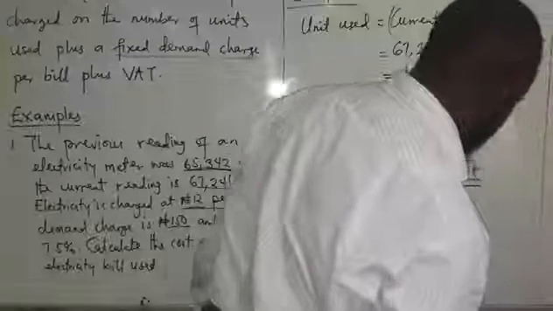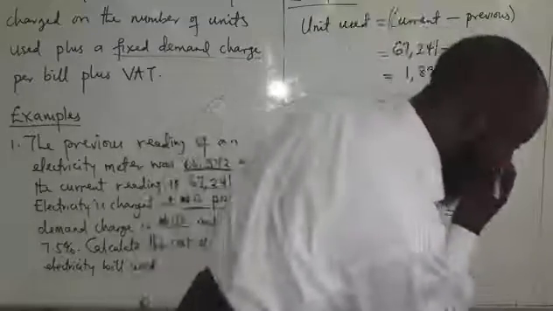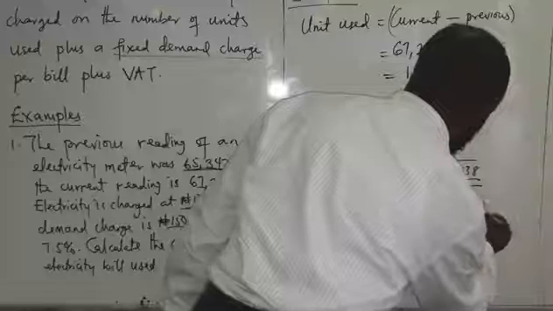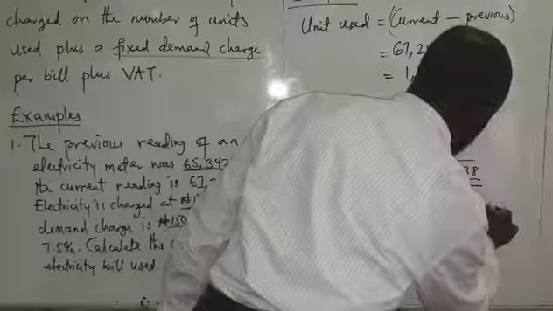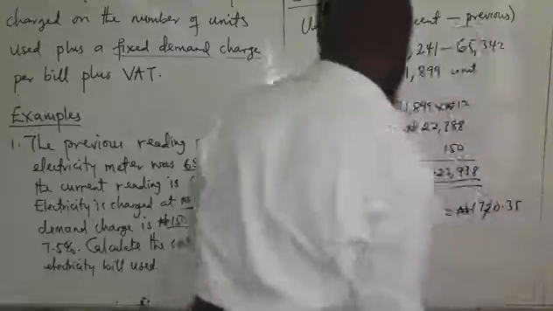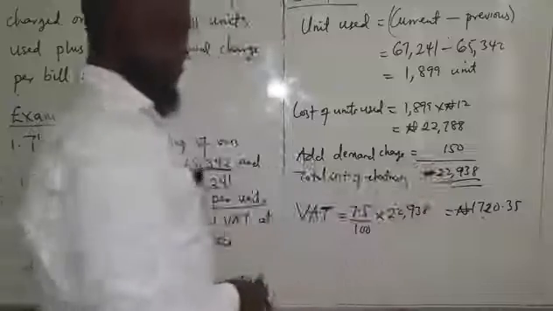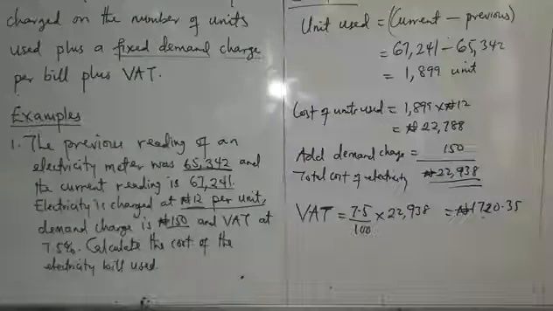So this gives us 1,720.35. This is the VAT you are paying. This will now be added to this one, and that will give us the total cost of electricity that we pay to the government.